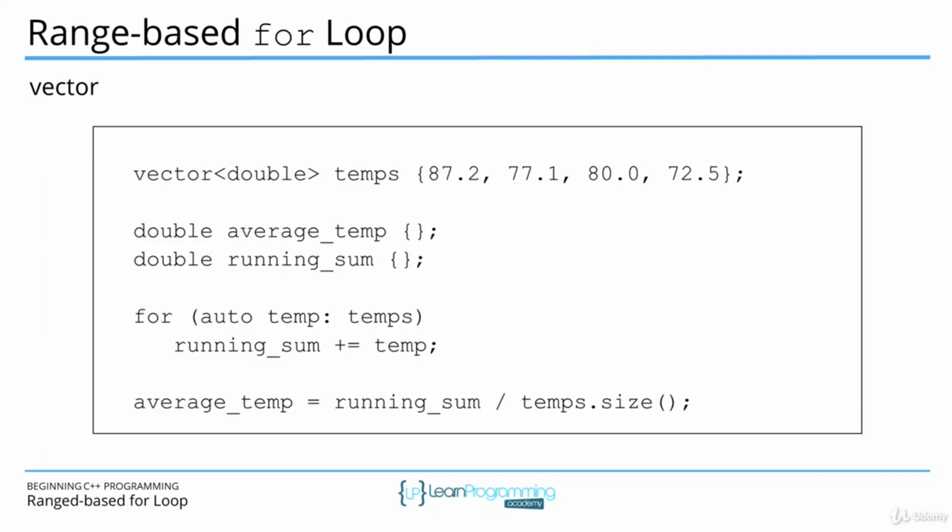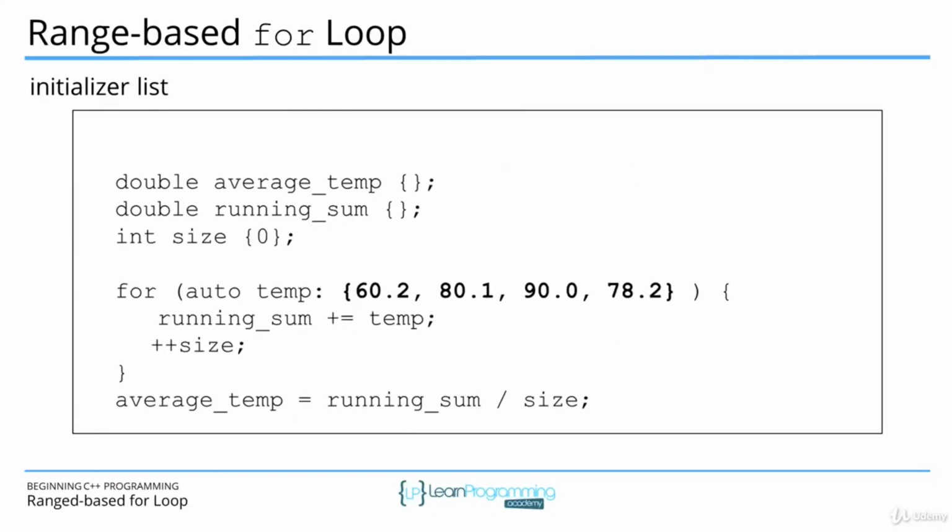Notice that I'm using the vector's size method, which returns the number of elements in the vector. In this case, it will return 4. The range-based for loop can also use an initializer list as a collection. Let's see that one. This example also calculates the average of 4 temperatures.